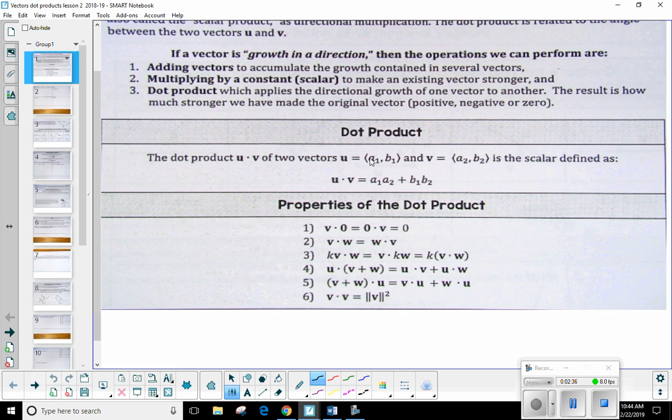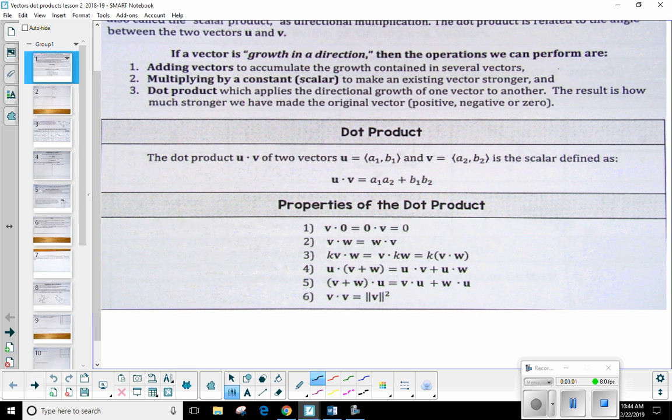Okay, and then we've got some properties that we're going to be seeing throughout the lesson. Couple of which I'll go ahead and mention. If you multiply a vector by the 0 vector, you do get 0. Vector v times vector w equals vector w times vector v. What do we call it when we can reverse the multiplication? What property is that? Commutative, there we go. Okay.